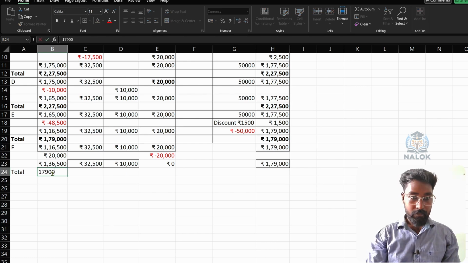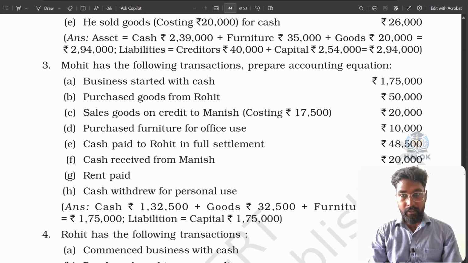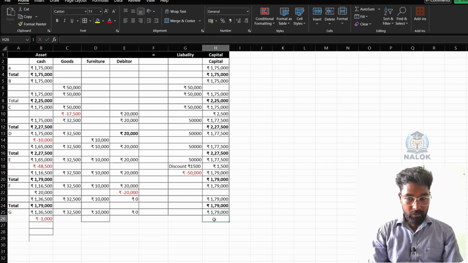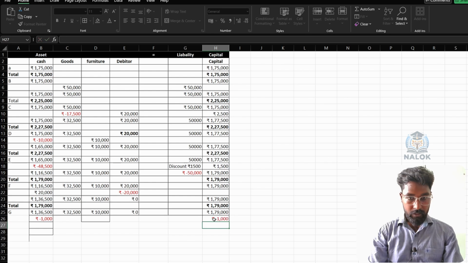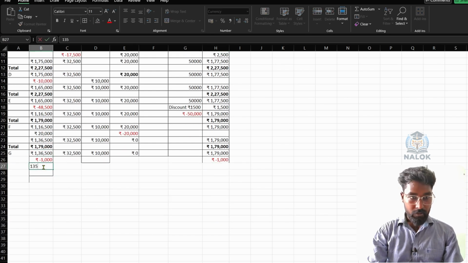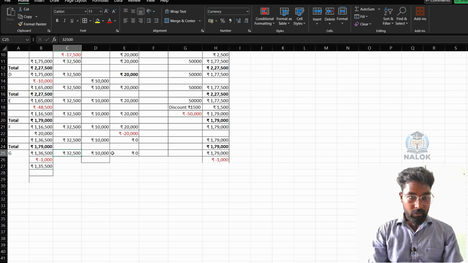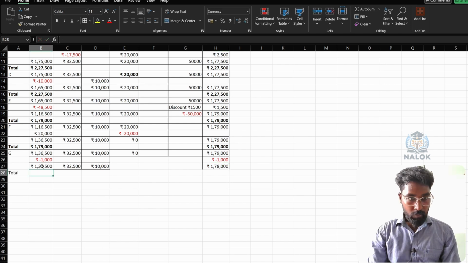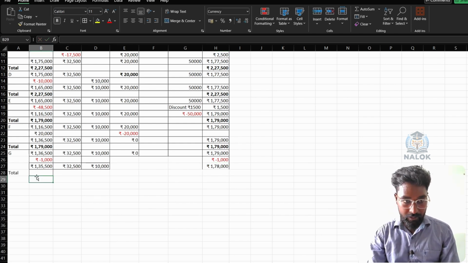1,79,000 is the balance. Transaction G, rent paid 1,000 rupees. Now we paid rent using cash. Our cash account is decreased by 1,000 rupees. So does our capital also decrease by 1,000 rupees. So let's balance this. 1,35,500. All the other assets are remaining the same. The capital is going to be less, 1,78,000. This is the capital that we have.